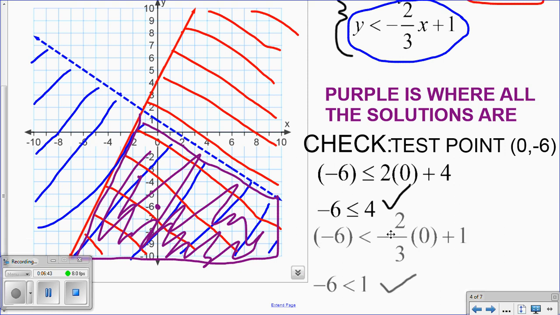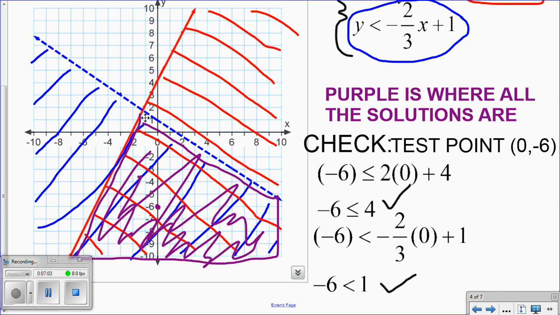Now I'm going to try it for the blue one. Plug it in. I end up getting -6 is less than 1, which is also true. So because it works for both, and it's from this double shaded part, that's the only place you're going to find things that work for both. This double shaded part, it is graphed correctly.